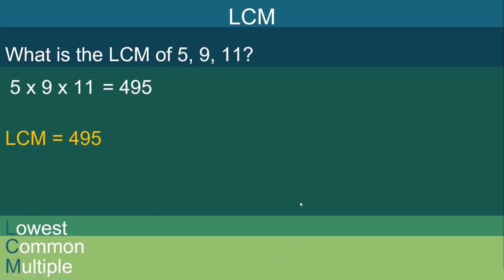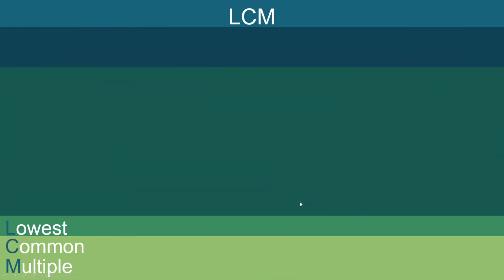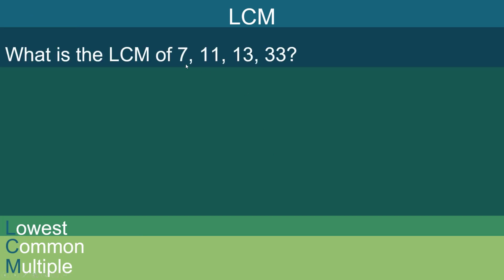Let's find the LCM of 7, 11, 13, and 33. Here, you can see that there are some prime numbers and some factors. Let's see how to find the LCM. We know that 7 is a prime number and that it's not a divisor of any other numbers. So we will use the 7. 11 is also a prime number, but 11 is also a divisor of 33, because 11 times 3 is 33.